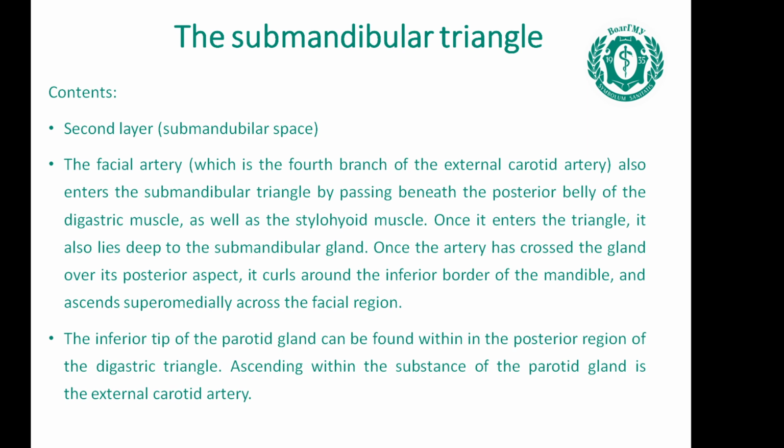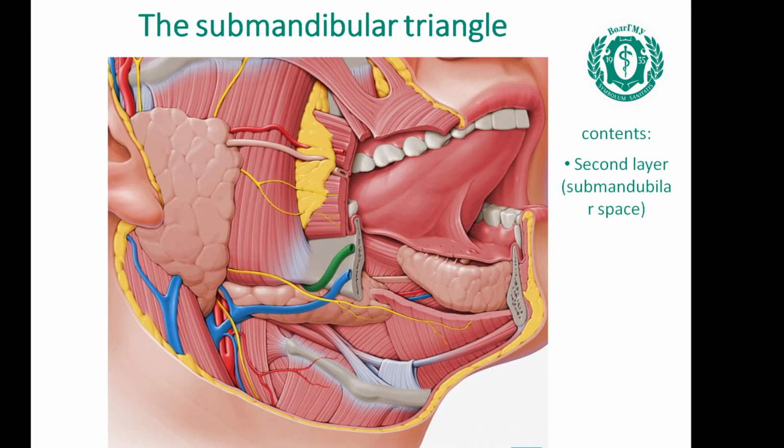The inferior tip of the parotid gland can be found within the posterior region of the digastric triangle. Ascending within the substance of the parotid gland is the external carotid artery. Submandibular space.